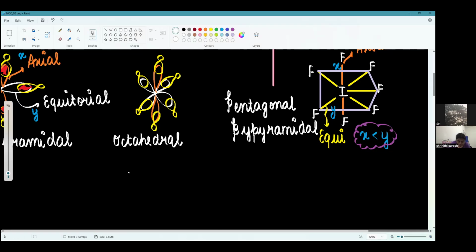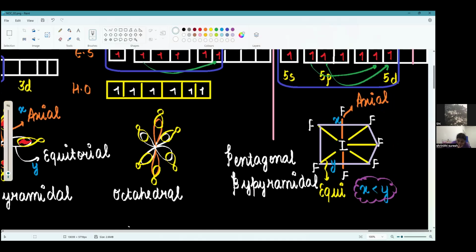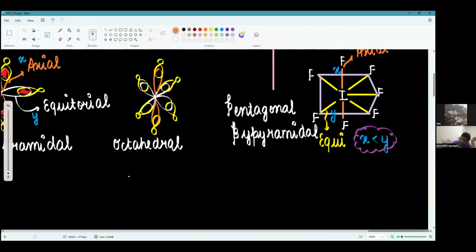For a pentagonal bipyramidal geometry, the axial bond is less than the equatorial. Got it? So two contrasting things. For trigonal bipyramidal, axial bonds are greater in size, whereas for pentagonal bipyramidal, equatorial bonds are greater in size due to more repulsion between equatorial bonds. Okay, why is this happening?